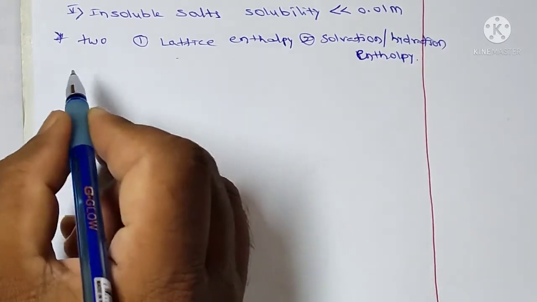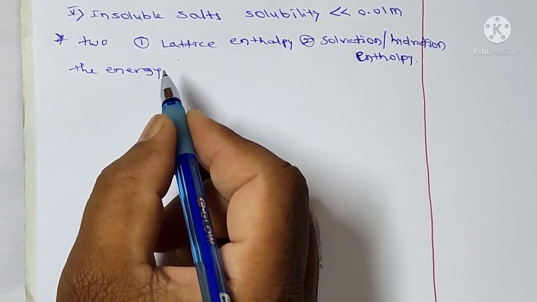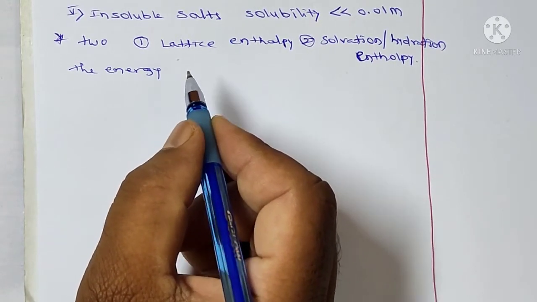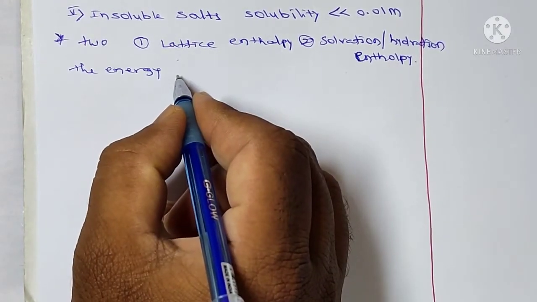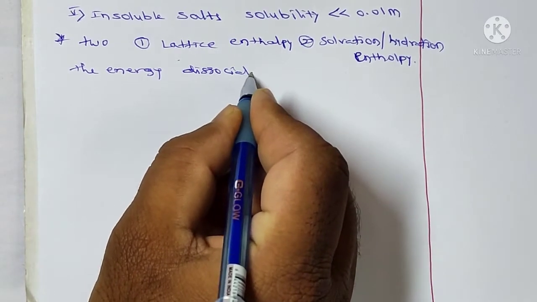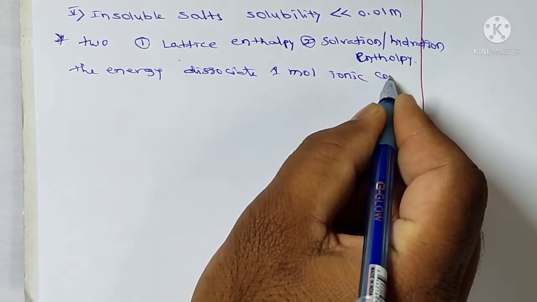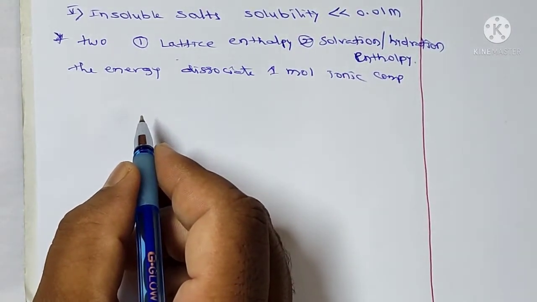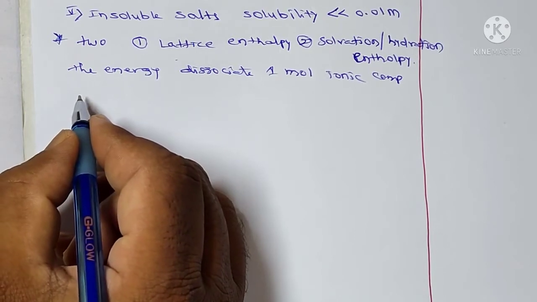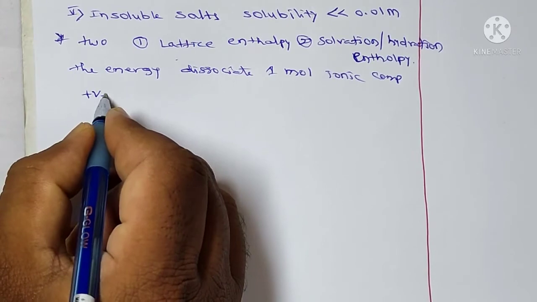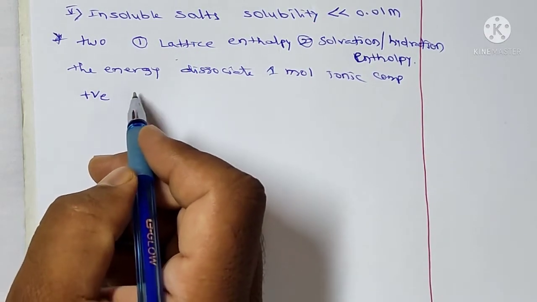And here, what is that lattice enthalpy? The energy required to dissociate 1 mole of an ionic compound into its constituent ions is called lattice enthalpy, and it measures the strength of the ionic bond, and it is shown by positive. The lattice enthalpy is shown by positive because it is required energy.